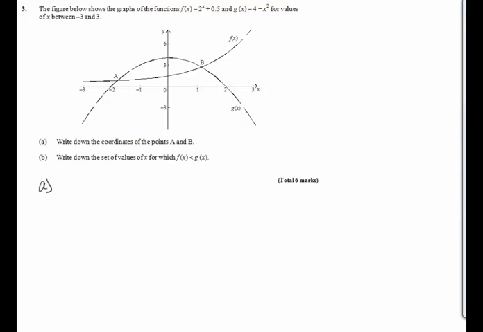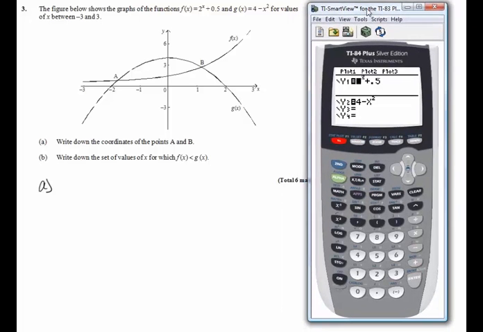Question number 3 gives you these two equations and the graph, and part A wants you to write down the coordinates of points A and B, and A and B are obviously where the two graphs intersect. And so the very first thing you need to do is get your calculator and put in the two equations and graph them. And before I just jump to the graph, I actually saw what scale they used and have set my window to be something similar, just so my graph, when I see it on my calculator, does look a bit like what they have.